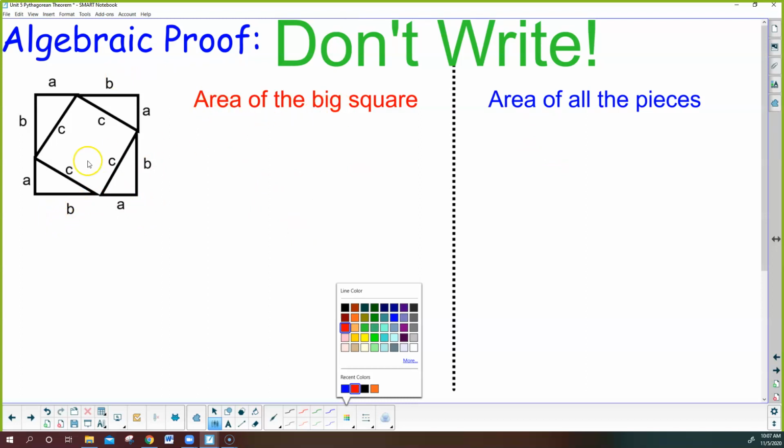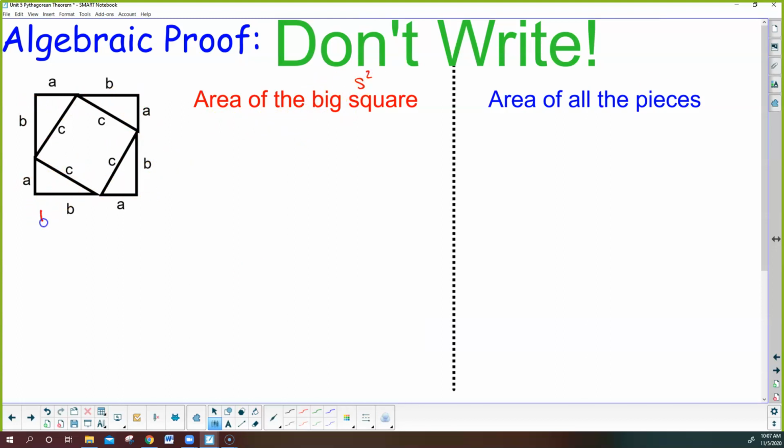So I want to find the area of the big square. Well, the area of a square is side length times side length. So what is the side length? It's A plus B. I like to write A plus B, and you'll see why. So what if I take A plus B and I square it? Well, squaring a binomial is the same as FOIL, right? So I'm going to distribute. A times A is A squared. A times B is AB.